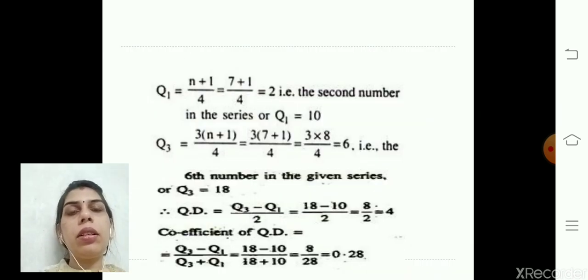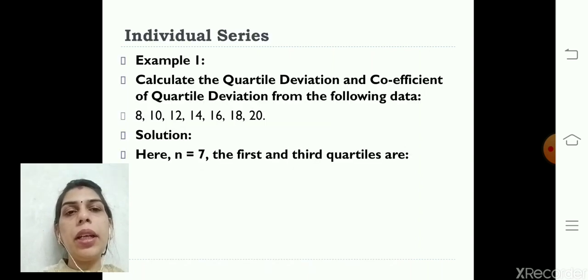First quartile, the formula for first quartile is Q1 equals (n plus 1) divided by 4. So the value of n is 7, because in this example the number of observations is 7. So (7 plus 1) by 4, that is 8 by 4, is equal to 2. The 2 shows the position of the number, not exactly the number. So in the series the second number is 10. As you can see, the second number is 10. So the value of Q1 is 10.